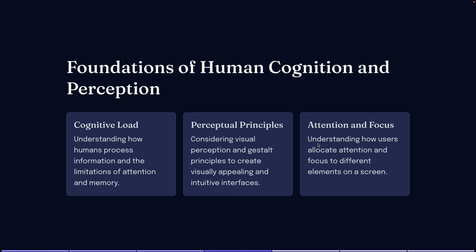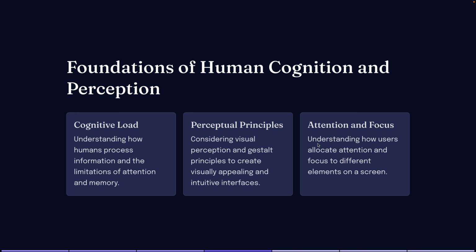So right now, let's talk about foundations of human cognition and perception, as these are fundamental concepts that play a crucial role in UX. And we'll break down each element and explore their relevance with some specific examples, okay? So there are 3 points I mentioned here: cognitive load, perceptual principles, attention, and focus.